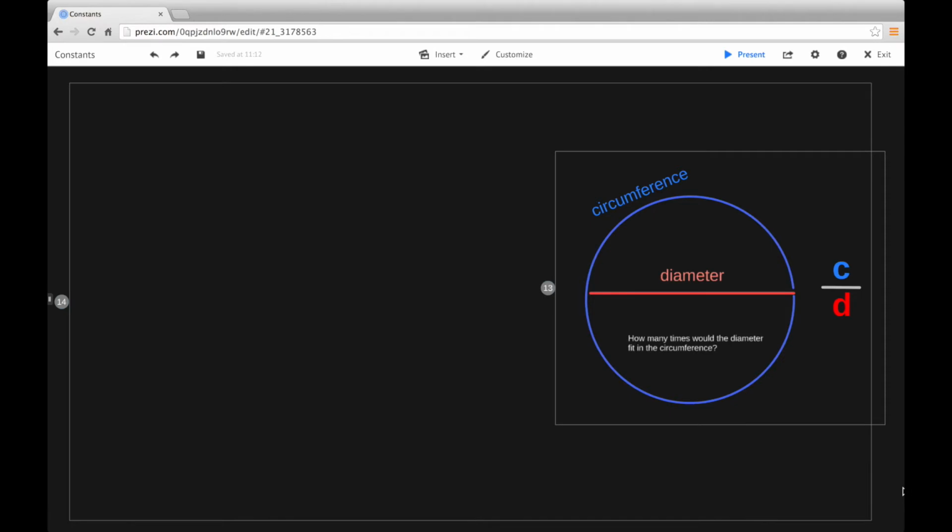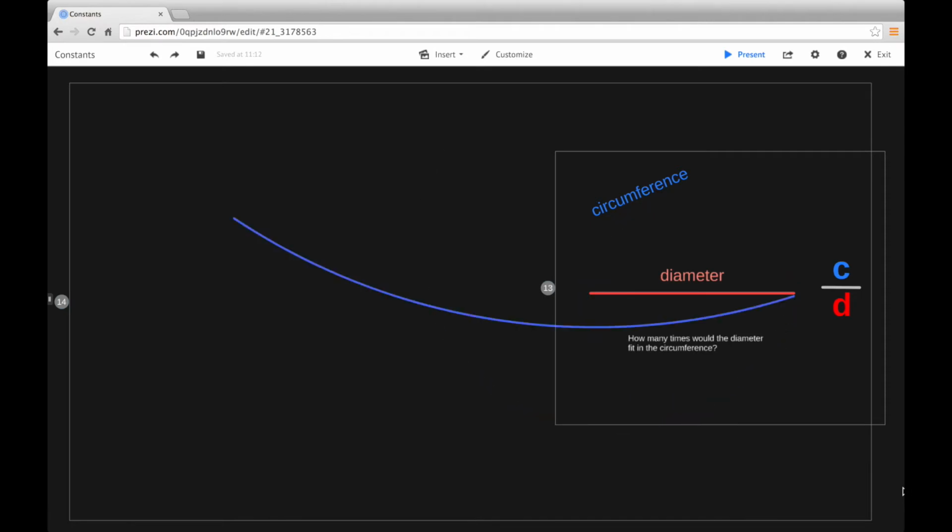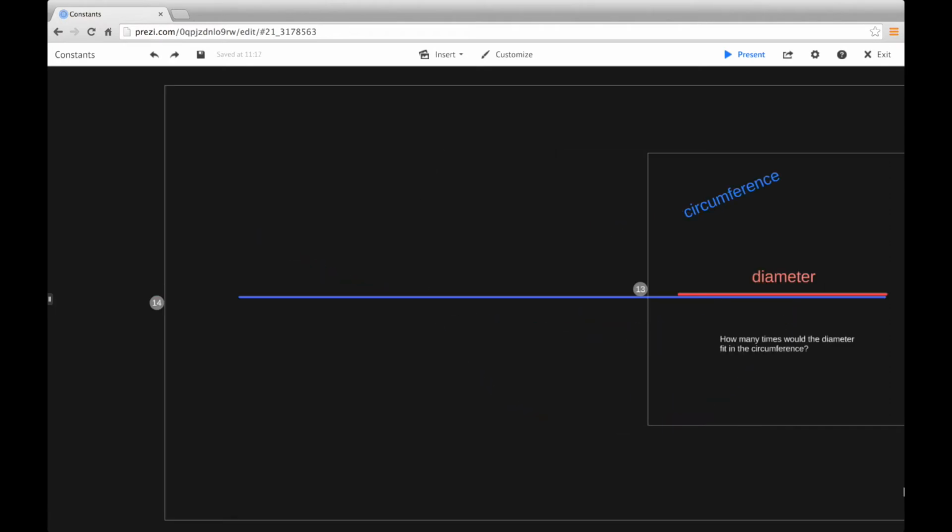Let's start by opening up the circumference into a straight line. Then we can copy the diameter however many times we need to reach the end of the line. We find that the diameter fits along the length of the circumference a little more than 3 times. And if you measured it carefully, you'd see that it was 3.14 times. So here we found that the ratio of circumference to diameter is approximately equal to 3.14.